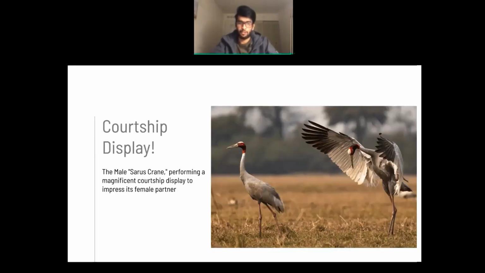This is again the same bird. This is particularly a courtship display. The bird on the left side is a female and the bird on the right side is a male. The male bird is trying to impress the female by performing a dance that we call a courtship display. This is one of the happiest moments of wildlife photography, when you see animals doing courtship. I know it's bad to capture them during that time, so I just captured it before it happened.